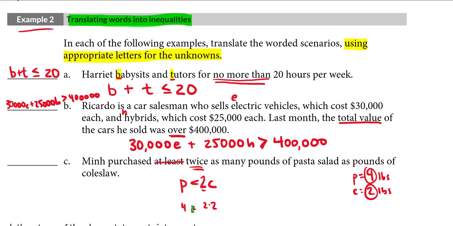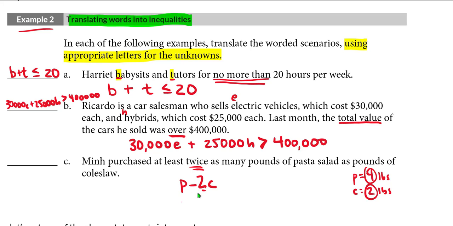So if this were just a simple "Min purchased twice as many pounds of pasta as pounds of coleslaw," this would be that P is twice C. Number of pounds of pasta is twice coleslaw. Now, when we bring back in the "at least," this should actually be pretty simple. P must be at least twice as many pounds.